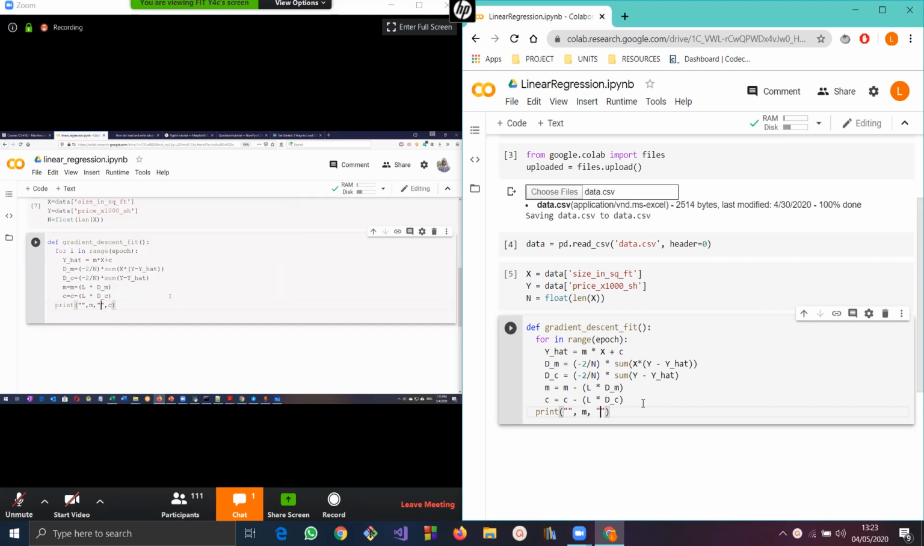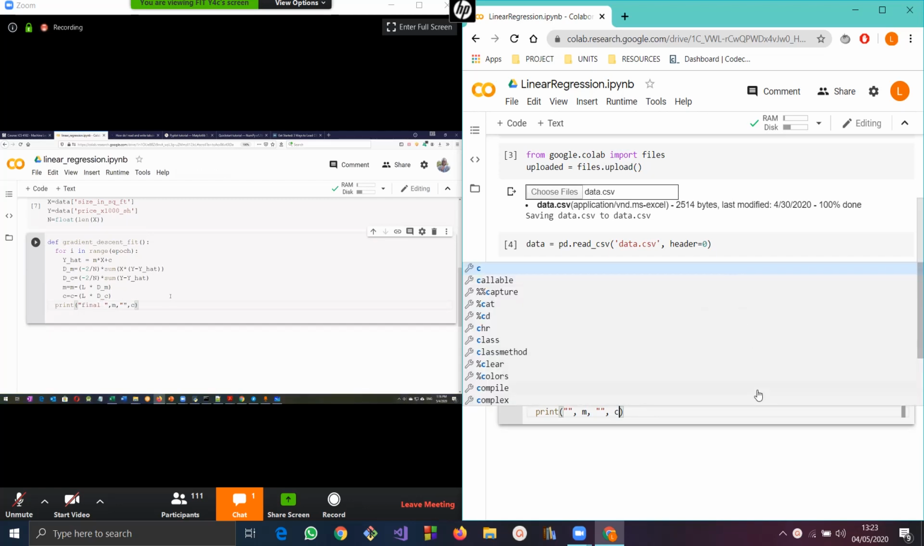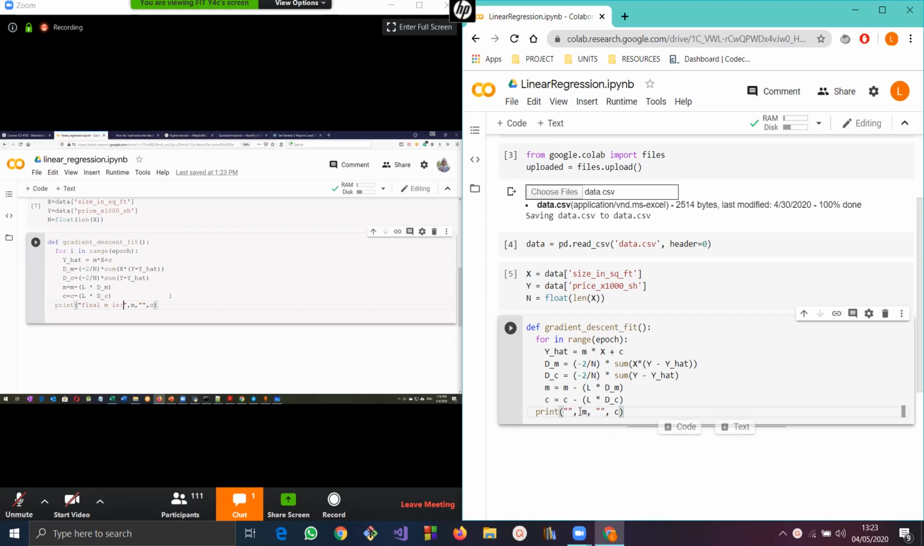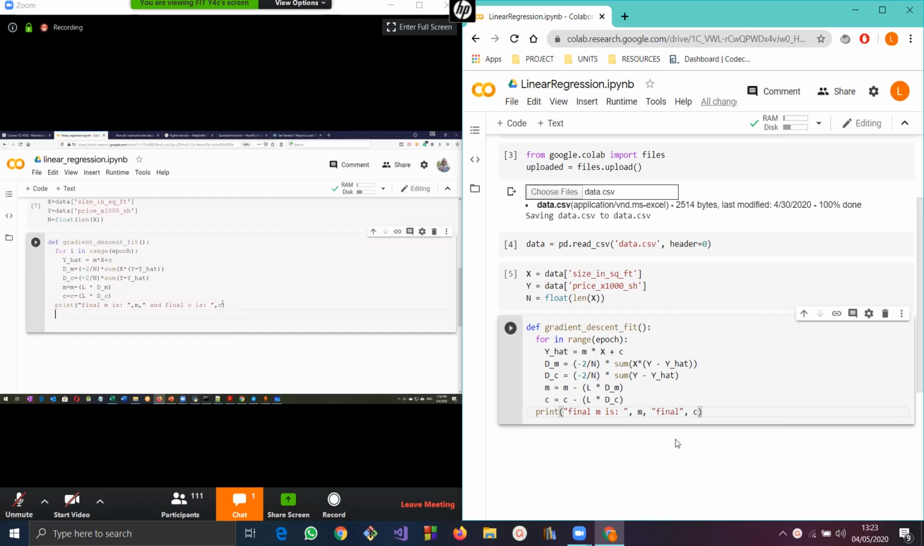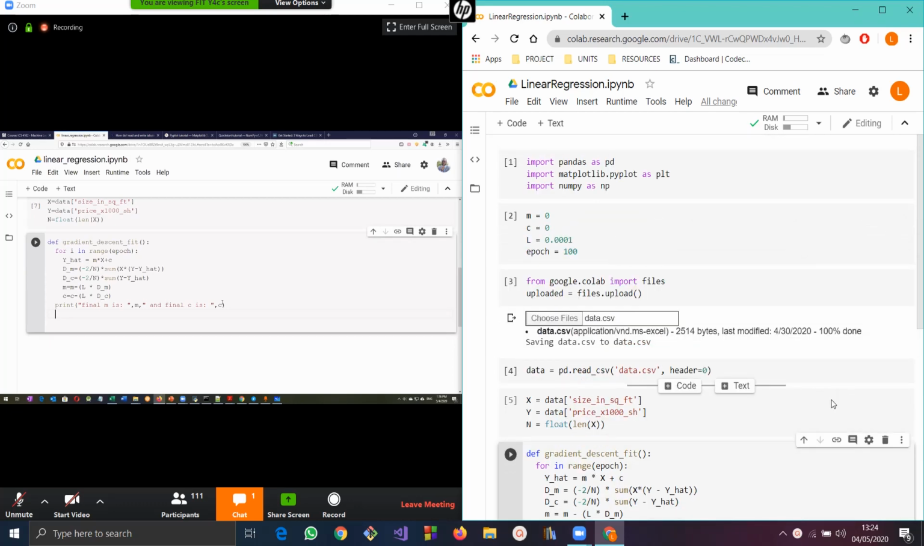Okay, sorry, right here. Final M is... very easy. The aim of the program is not to print. It is actually to come up with a line of... that one first. So I'm doing here.